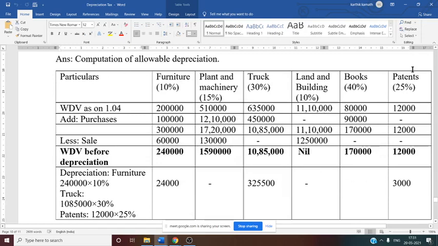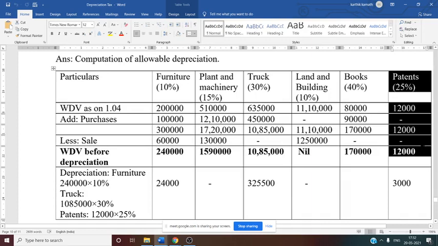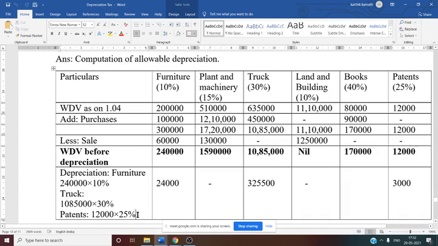Patent remains now. If you see the patent, there is no purchase, there is no sale. Directly on the written down value you can calculate depreciation. So patent is 12,000 into 25%. Directly you can calculate since it is more than 180 days. So patent answer is 3,000.